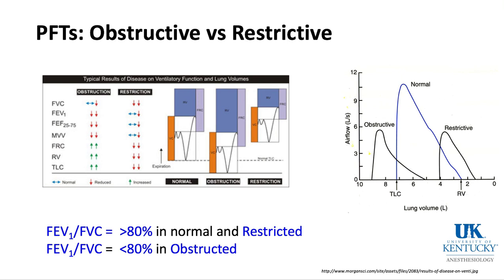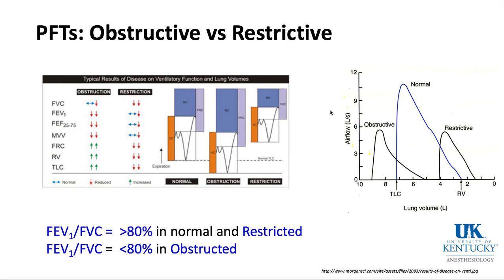And in restricted patients, that ratio is maintained greater than 80%, as opposed to an obstructed patient where the ratio of FEV1 to FVC is less than 80%. It takes them a long time to get the gas out, but if you give them time, they can get a lot of it out, but with a lot of trapped gas, residual volume.